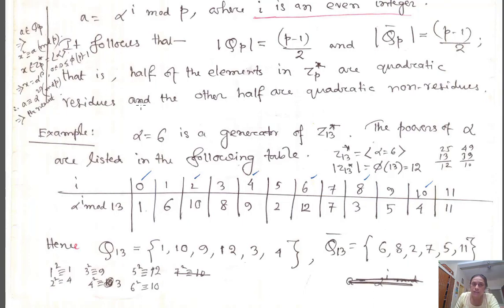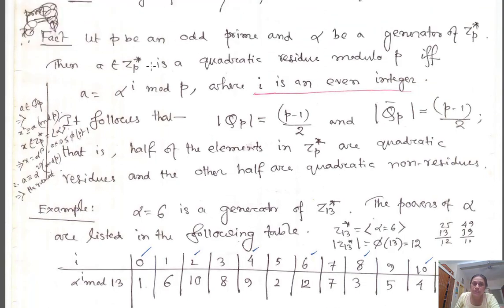So in Zp star, half of them are quadratic residues and half of them are quadratic non-residues. All the elements alpha to the power i, for which i is even, are quadratic residues, and the other elements are quadratic non-residues.